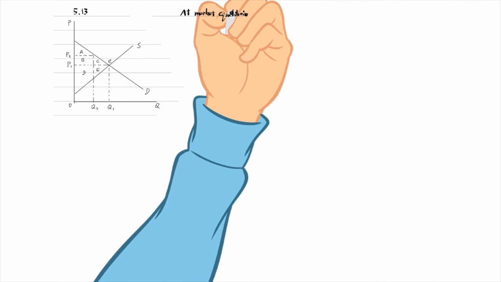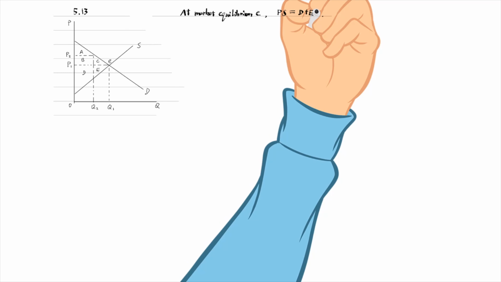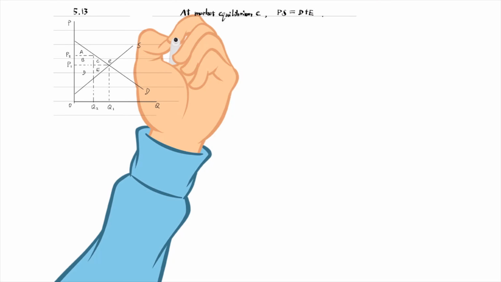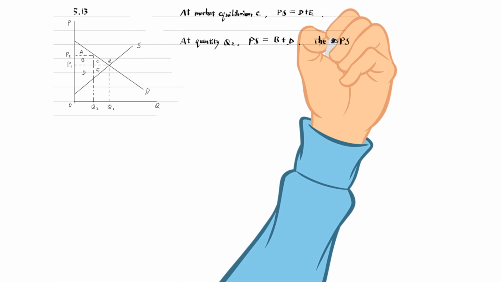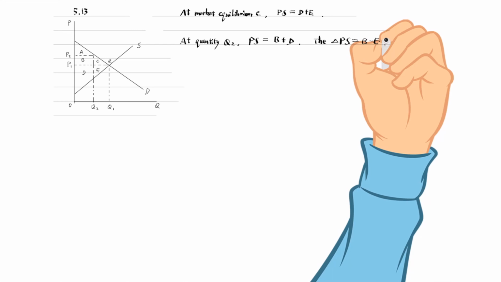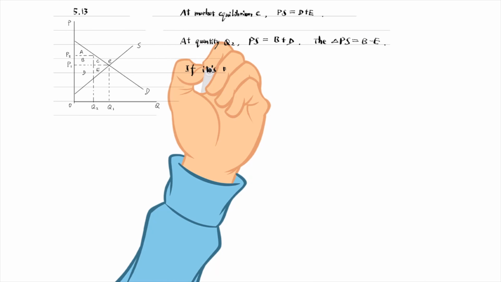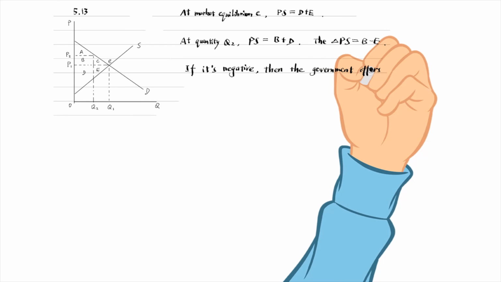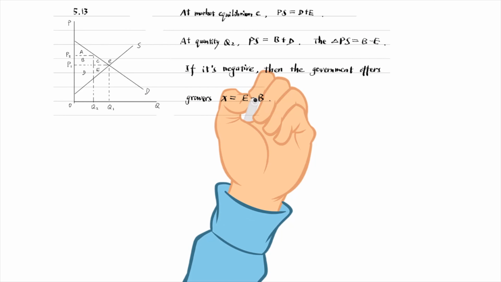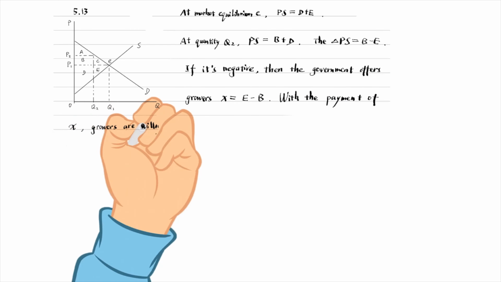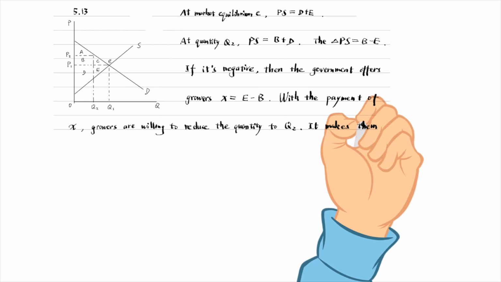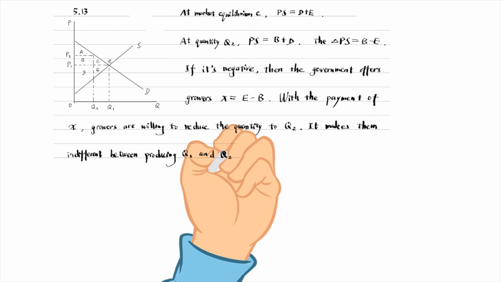At market equilibrium E, the producer surplus is the area of D plus E. At quantity Q2, the producer surplus is the area of B plus D. The change in producer surplus is B minus E. If this change is negative, the government should offer producers a payment of X equal to E minus B. With this payment, producers are indifferent between producing Q1 and Q2 because the producers have the same benefit.